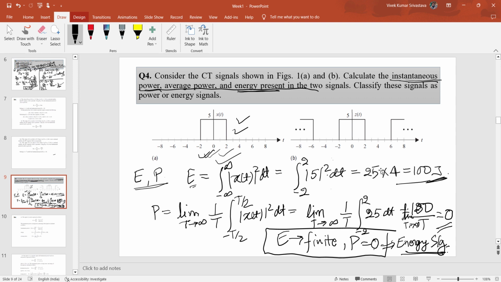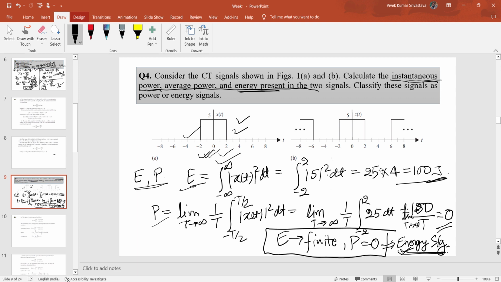So from theory, as well as just by looking at this signal, we can determine whether this signal is an energy signal or a power signal. As I said earlier, every energy signal is basically a bounded signal. So just by looking at this figure we can say that it is an energy signal, or we can use this expression to say whether it's an energy signal or power signal.